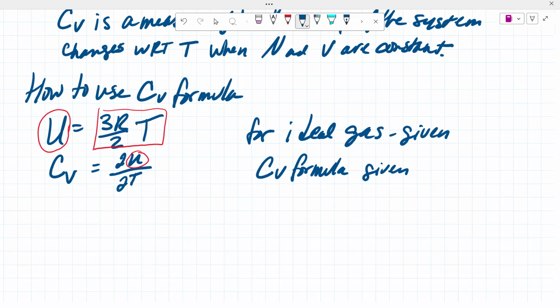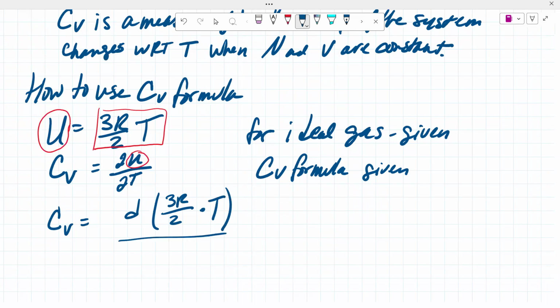So I'm going to write C sub V equals d over dT. All right, now we're going to be able to switch to d's because we're getting rid of the partials, of 3R over 2 times temperature. I'm going to write it like this. I'll show you in a second. d dT.